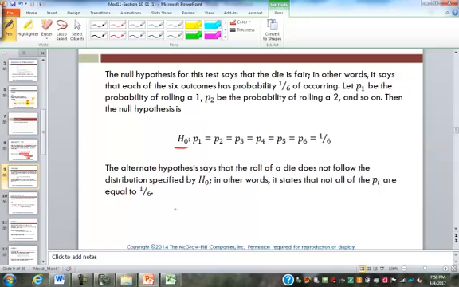The alternative hypothesis is going to state that not all of them are equal, or at least one of them is different. And that's generally the way we word the alternative, is at least one is different. Or at least one is not the 1/6 or 0.167.